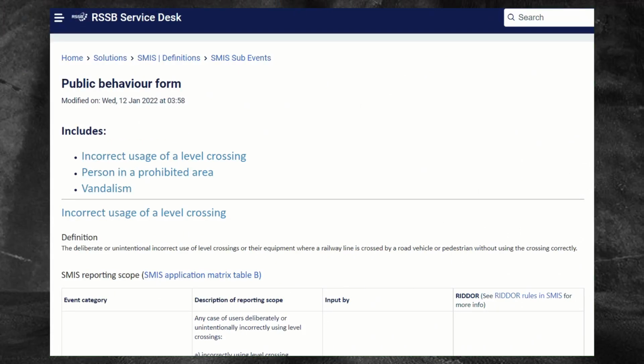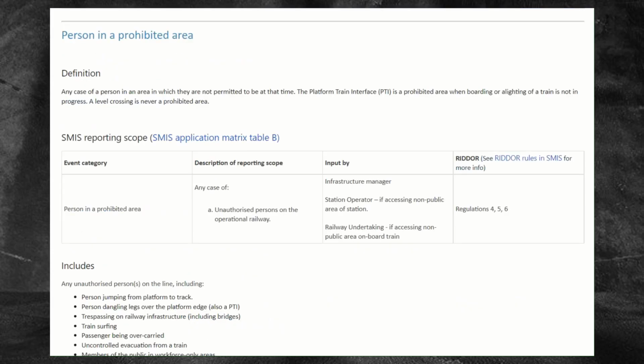So we are now here in the solutions area of the RSSB service desk. You can see the location by looking at Home, Solutions, SMIS definitions, SMIS sub-event definitions, and we're currently in the public behavior form sub-event definition. And again, there's three for each of the sub-events that you can add on the form. So let's head to the person in prohibited area section of the guidance.